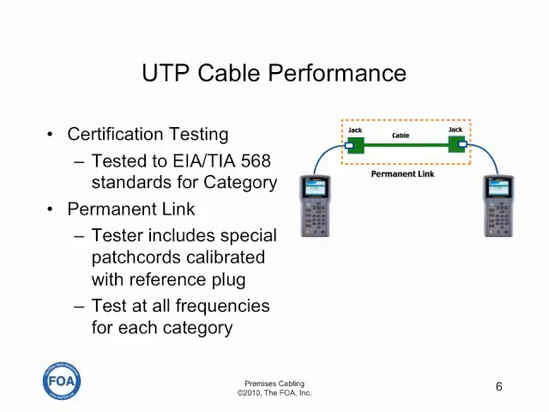Certification of the installed cable, what's called the permanent link, has to be done according to industry standards, and the standards are different for each category of cable. The permanent link includes all of the installed cable and is typically done from the jack at the patch panel to a jack at a work area outlet. The tester includes special patch cords calibrated with a reference plug, and they test all the frequencies required for each category.